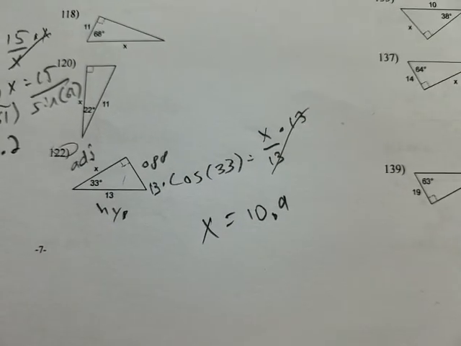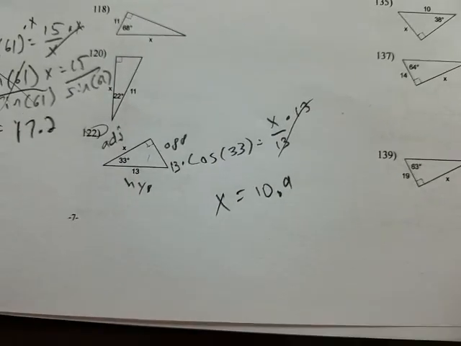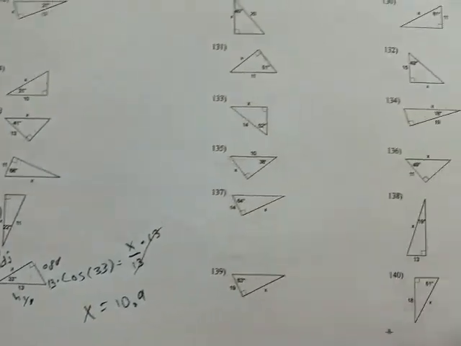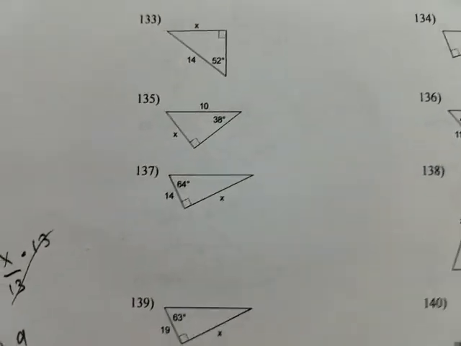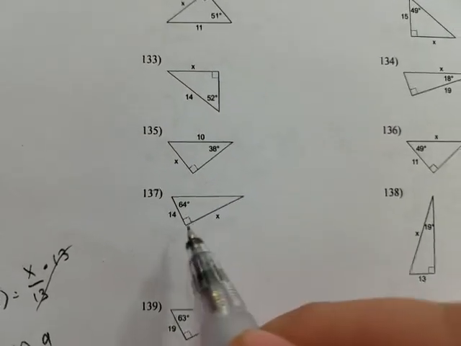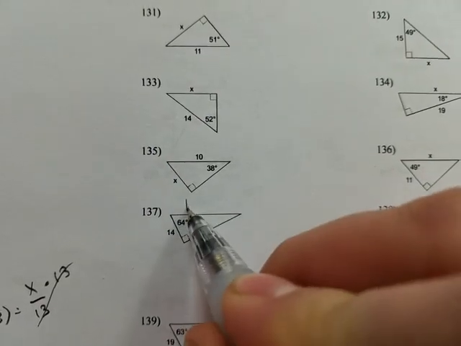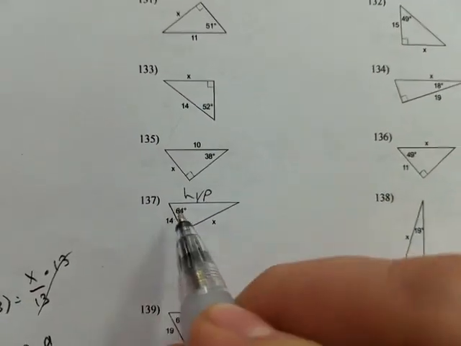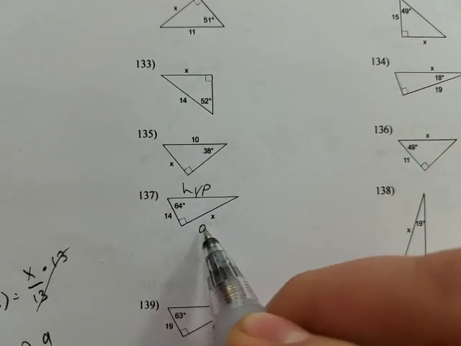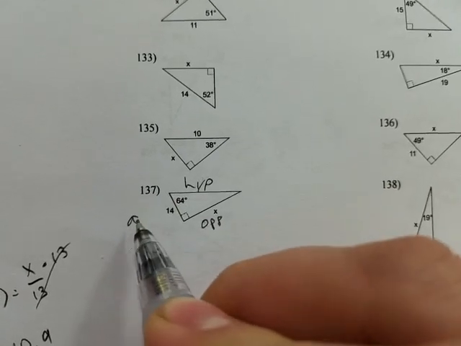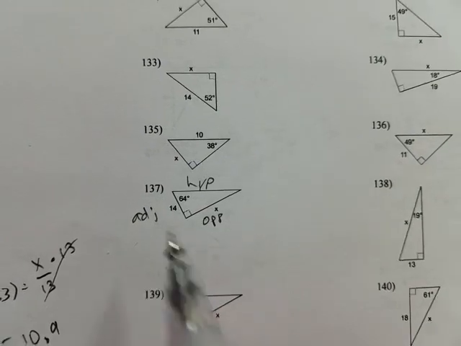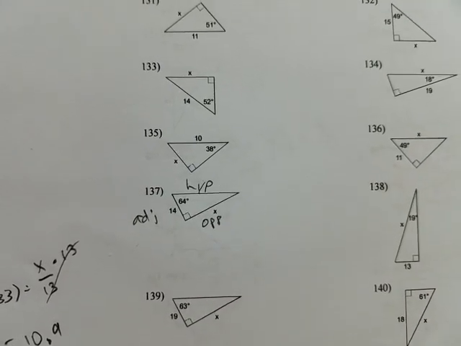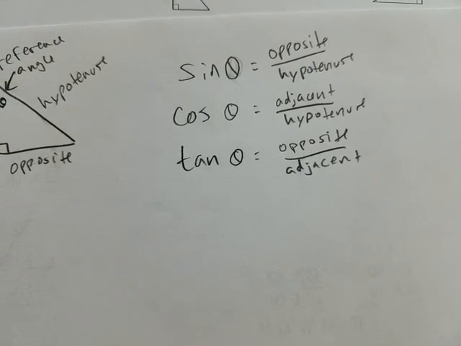All right, let's look at another one. Let's look at one that deals with tangents. So let's look at 137. Right triangle, so across from that is the hypotenuse. Here's our reference angle, so here's our opposite, and here's the adjacent. And now we're dealing with opposite and adjacent, and like I said, that is going to be tangent. Tangent is opposite and adjacent.